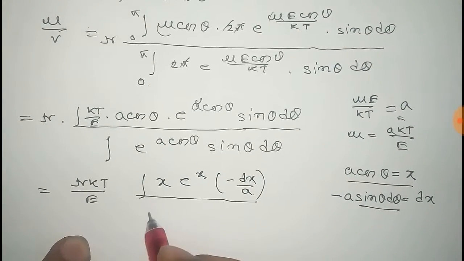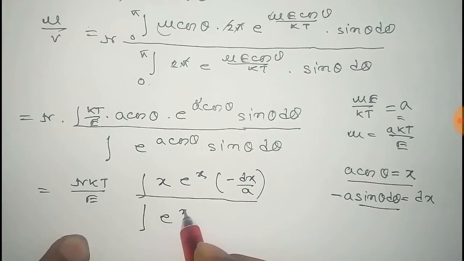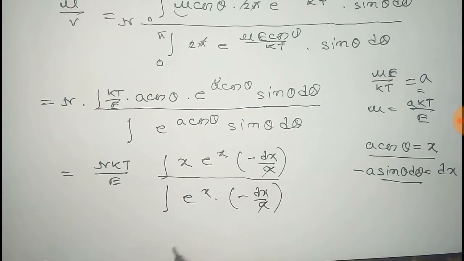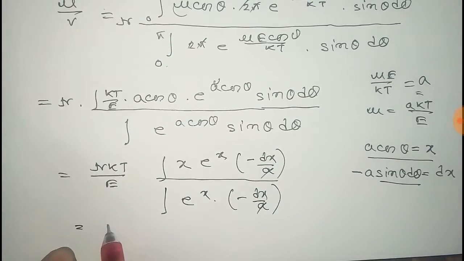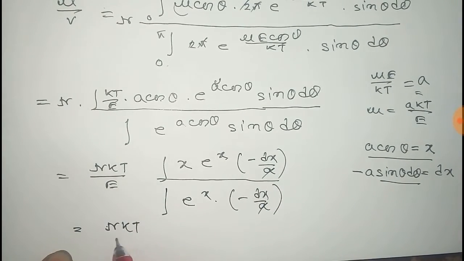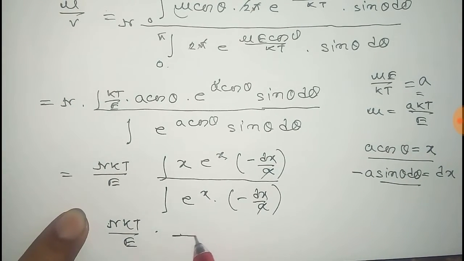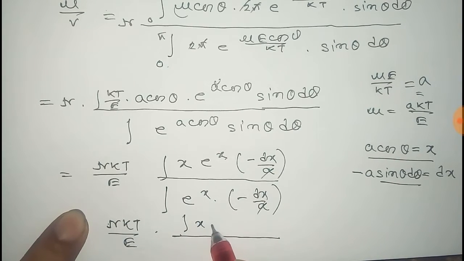Okay, similarly the down part is equal to e to the power x into minus dx by a. This a cancels out, so there is nkT by e integral x e to the power x dx by integral e to the power x dx.